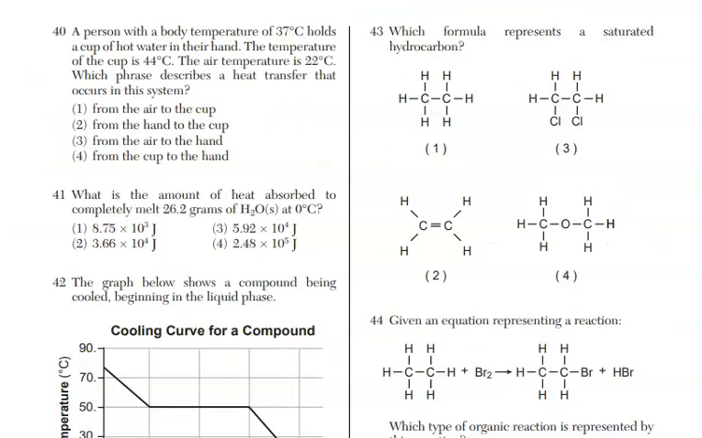Checking out question 43. Which formula represents a saturated hydrocarbon? Saturated means all single bonds between the carbons, and we're dealing with carbons bonding with hydrogen. Our answer, therefore, is choice 1. We're dealing with alkanes. If you're not sure, you could go to the reference table and check out an alkane versus an alkene and an alkyne. They're all hydrocarbons. In other words, just hydrogen and carbon, right? So choice 3 and 4 is not going to work because it's not a saturated hydrocarbon.